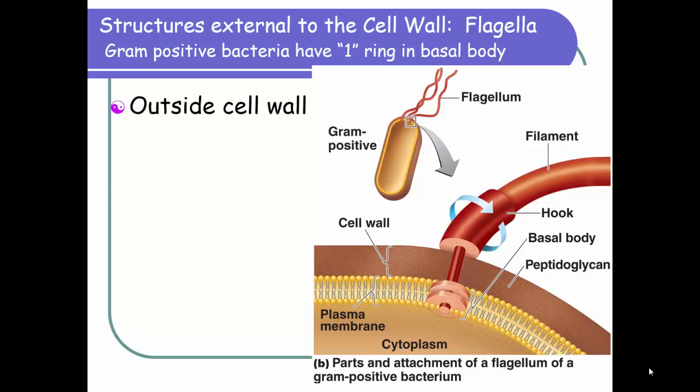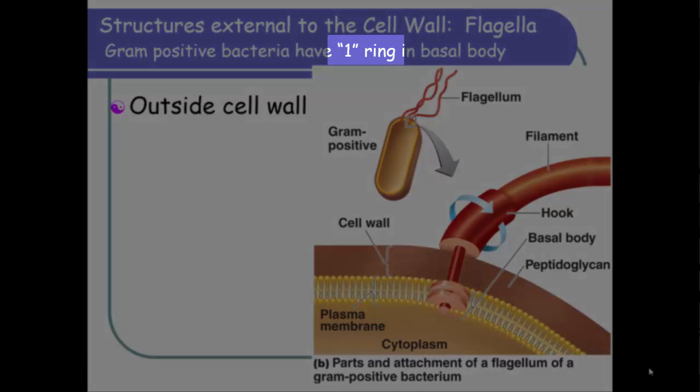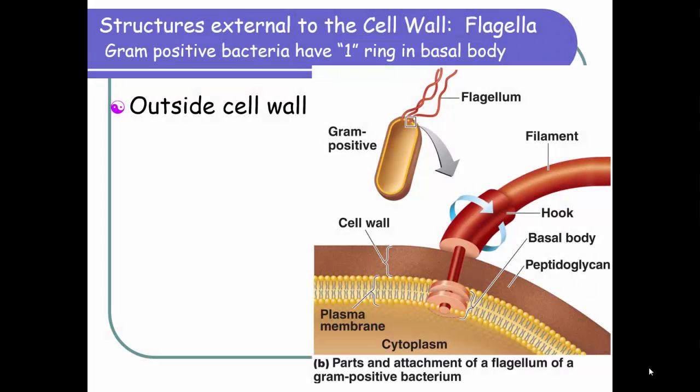Some books will actually say gram-positive bacteria have 1 ring in the basal body. However, what this means is that we actually have 2 of these proteins within this ring structure. So I actually say that the gram-positive simply has 2 rings.